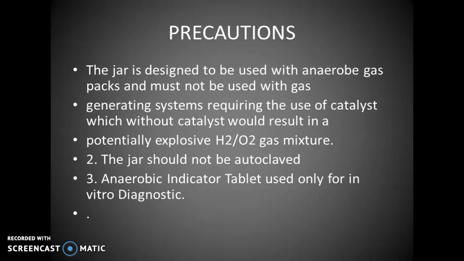Next is about precautions. The jar is designed to be used with anaerobic gas packs and must not be used with gas. The rest of the part can be described in the next part.